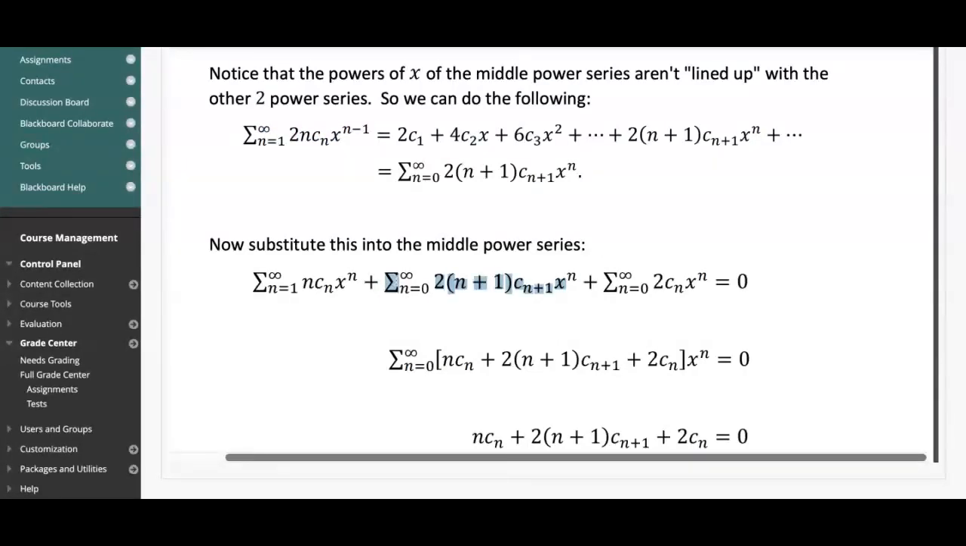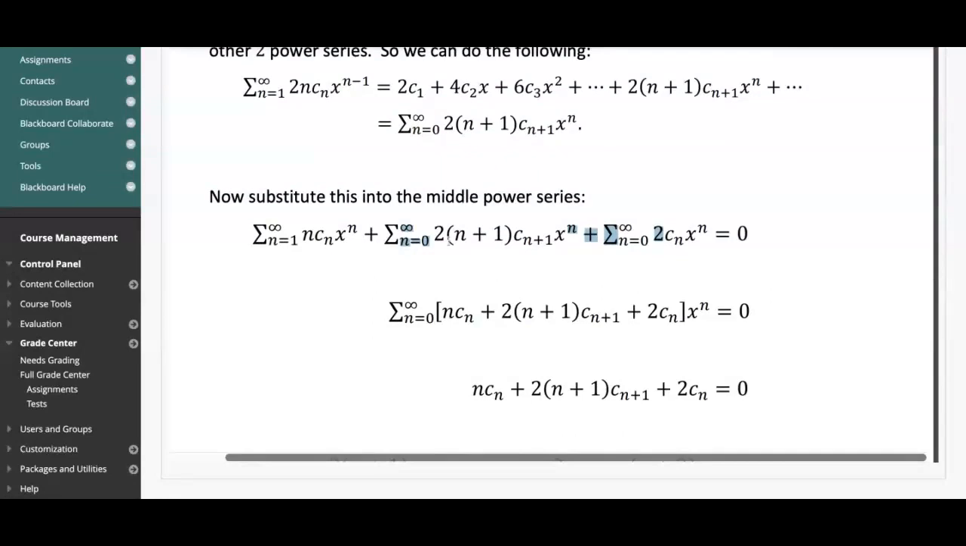See, this is x raised to n. This is x raised to n. You see why we don't want to reindex this one now? Because if we reindex, we get an x raised to n. So think about k equals n minus 1. So the power wouldn't be the same as this, so it wouldn't be able to combine with those two. So now the nth terms are lined up and the indexes are consistent, so we can combine those two power series.